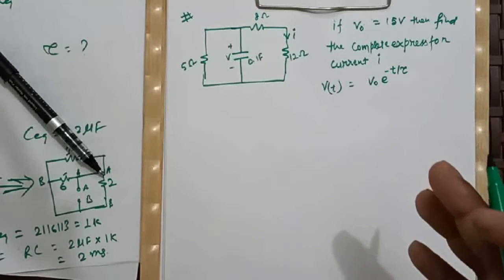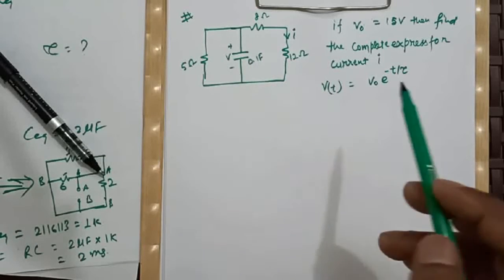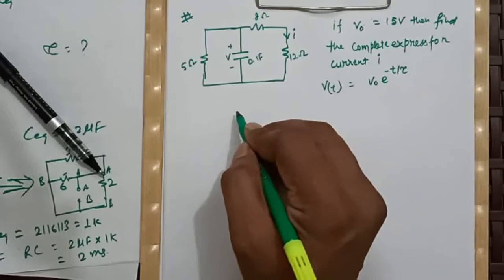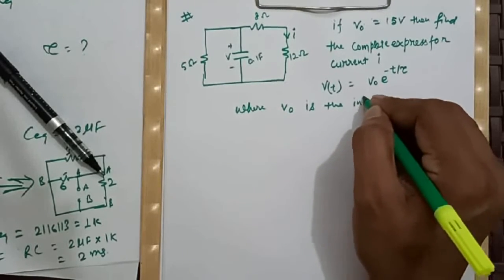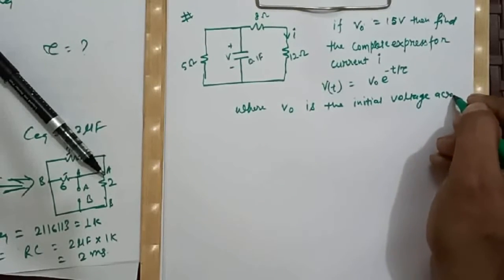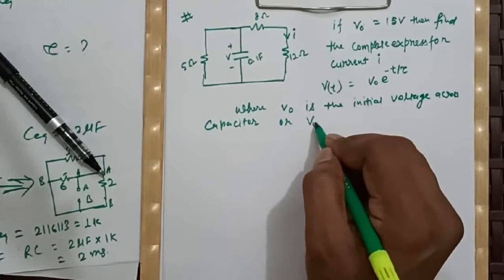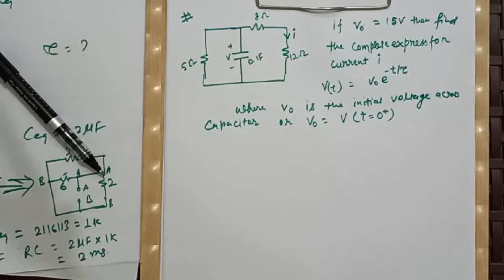So the expression by which the voltage across the stored capacitor will fall will be of the form V(t) is equal to V naught e to the power minus t by tau, where V naught is the initial voltage across the capacitor, or V naught is equal to V at t equal to 0 plus, meaning the instant of time where our observation starts.